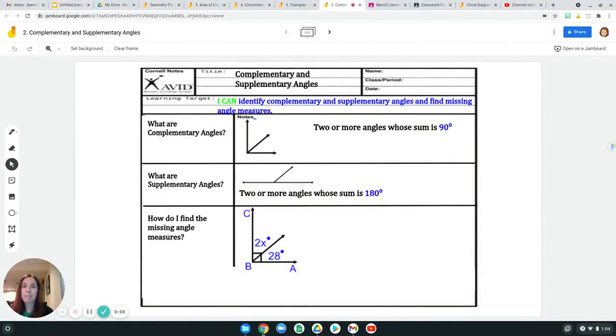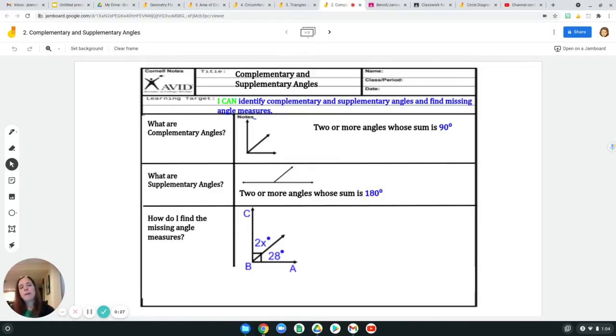Complementary and supplementary angles. We're going to talk about two more kinds of angles today. Grab your note packet, open to this lesson. If you don't have a note packet in your learning log, put the title, Complementary and Supplementary Angles, and get the learning target. I can identify complementary and supplementary angles and find missing angle measures.